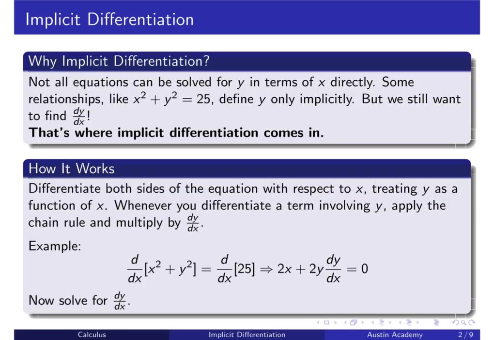How it works. Differentiate both sides of the equation with respect to x. Treat y as a function of x. That means, whenever you differentiate a term involving y, apply the chain rule, and multiply by dy/dx. Here's an example. The derivative of x squared plus y squared equals the derivative of 25. That gives us 2x plus 2y times dy/dx equals 0. Now solve for dy/dx.